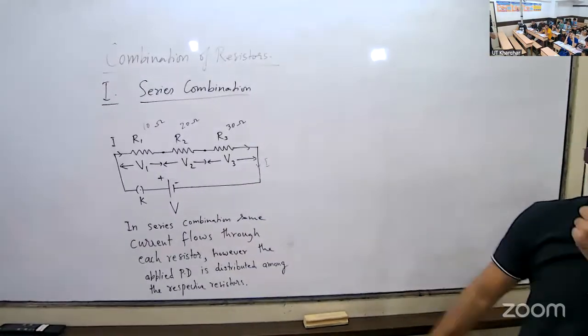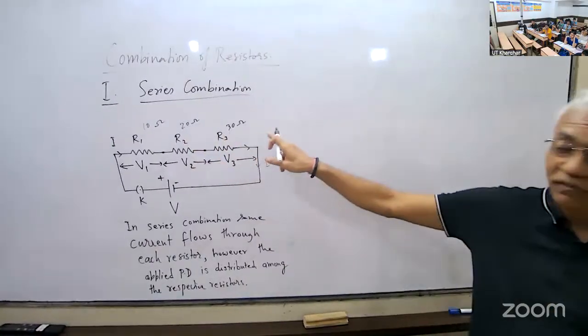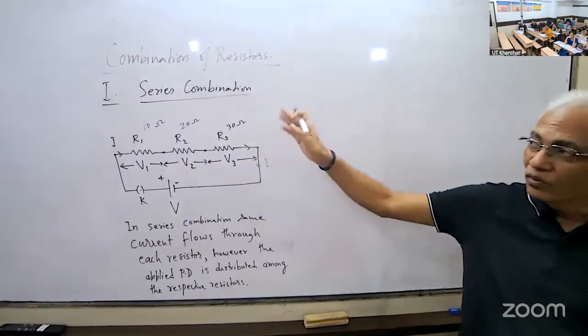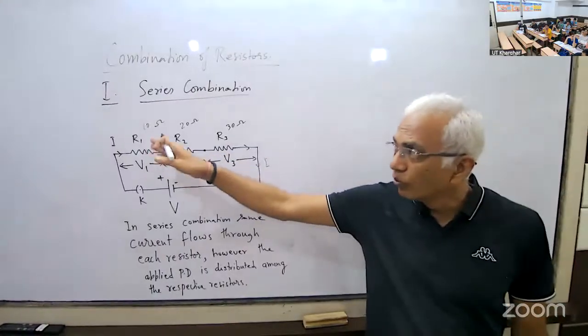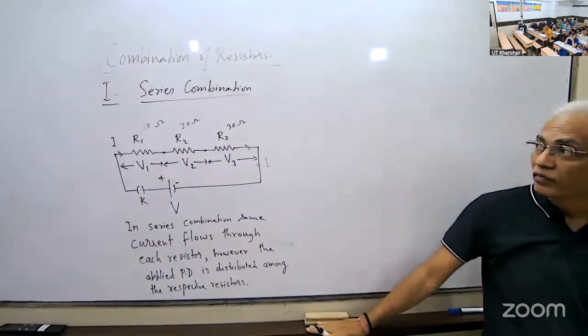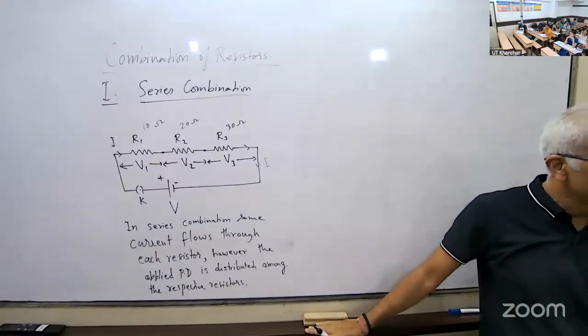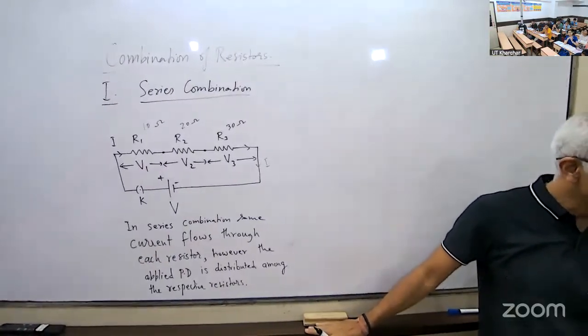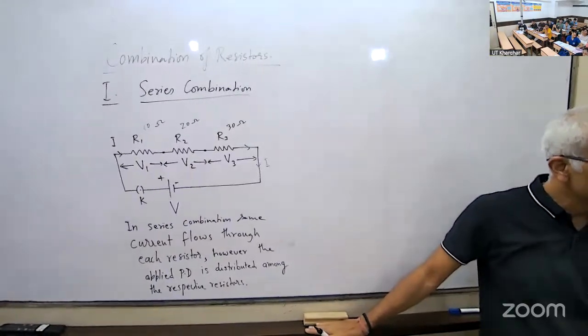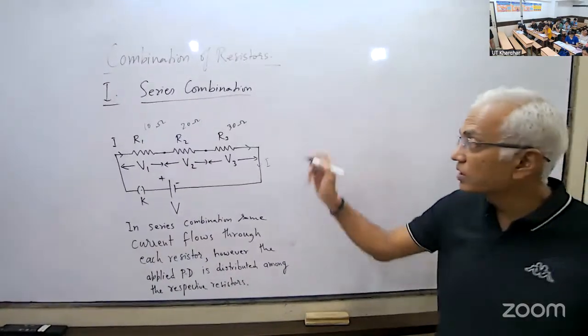So let us say these are the resistors available in the market. But I want a resistance of value more than all of them. Let us say I want 50 ohm resistance, and 50 ohm resistance is not available in the market. What is available is only this. So let's see how it comes.